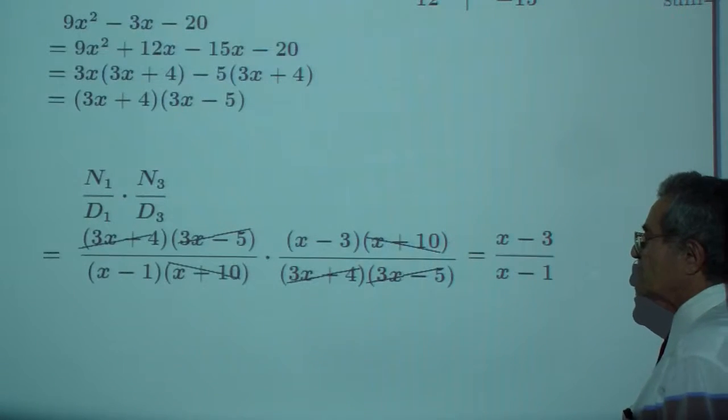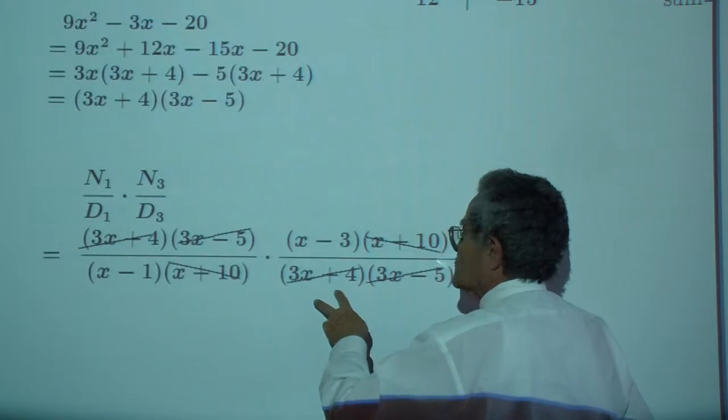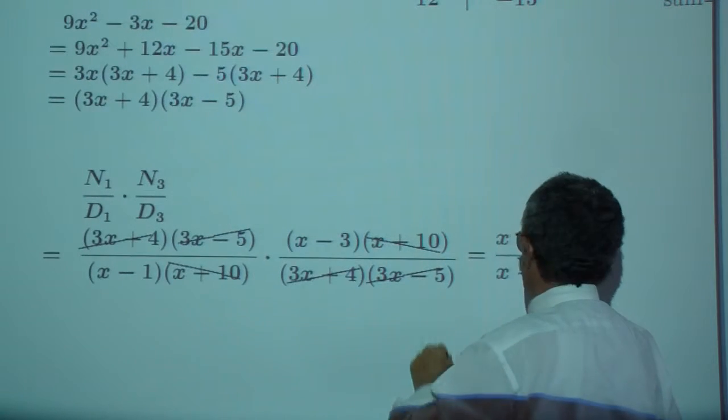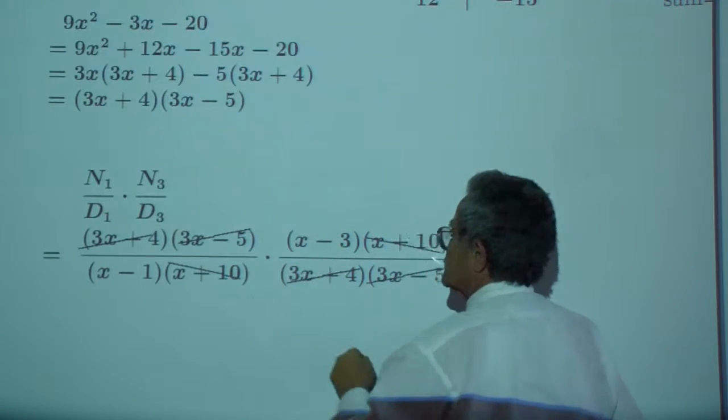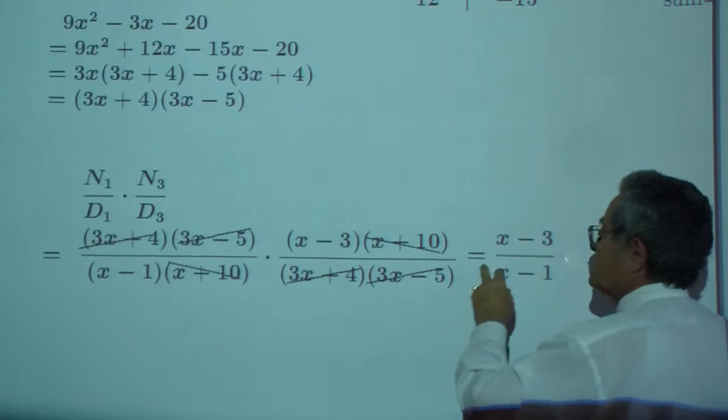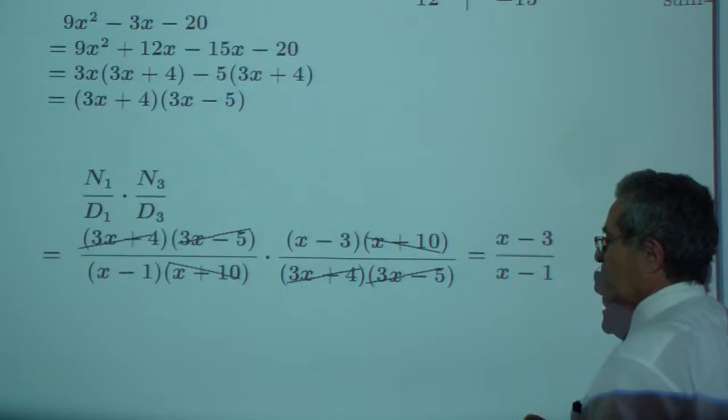Put it all together. 3x plus 4 over 3x plus 4 is 1. 3x minus 5 over 3x minus 5 is 1. X plus 10 over x plus 10 is 1. We are left with x minus 3 over x minus 1.